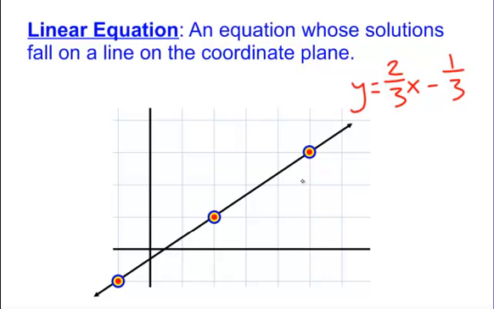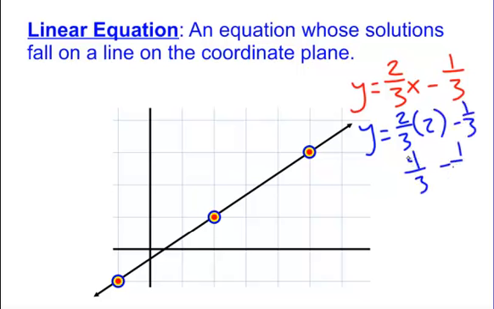And to find a solution that lies between these 2 points, so let's say we want to find a solution that goes in between here. If we plug in an x, we'll get a y. Like if I were to plug in x equals 2, y equals 2/3 times 2 minus 1/3. That would be 4/3 minus 1/3, which is 3/3. 3 divided by 3 is 1, right? So when I plugged in x equals 2, I got y equals 1. So I got that solution on that line. That's what makes it a linear equation.